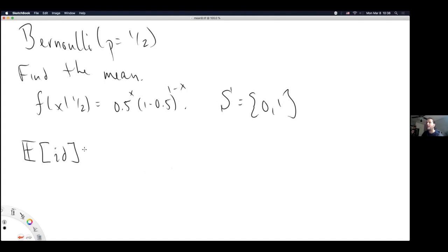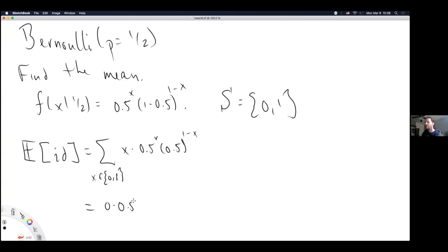So the expectation of the identity function just turns out to be x times 0.5 to the x. Do you all see that this is still just 0.5? All I did was plug in the density function, and 1 minus 1/2 is still 1/2. So check this out. X can only be two numbers, 0 or 1. So we've got 0 times the density function. Does it actually matter what the density function here is? No, because it'll still be 0.